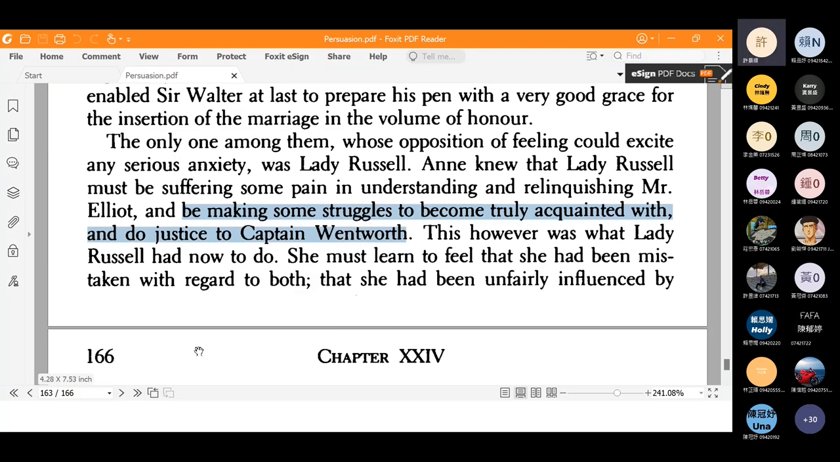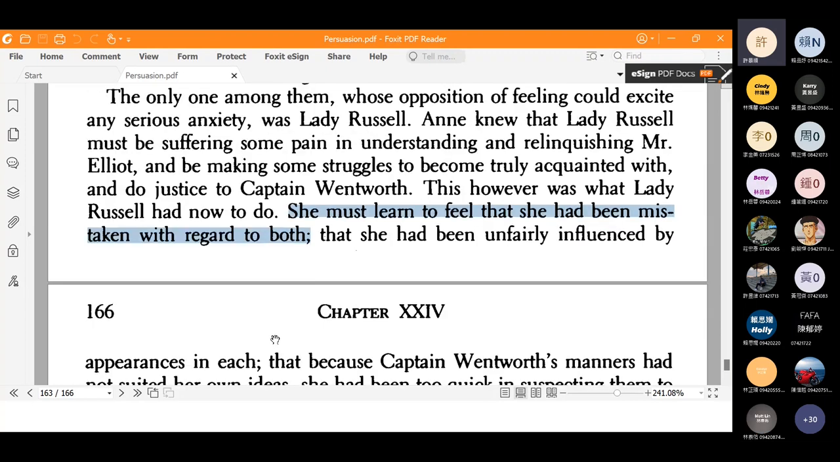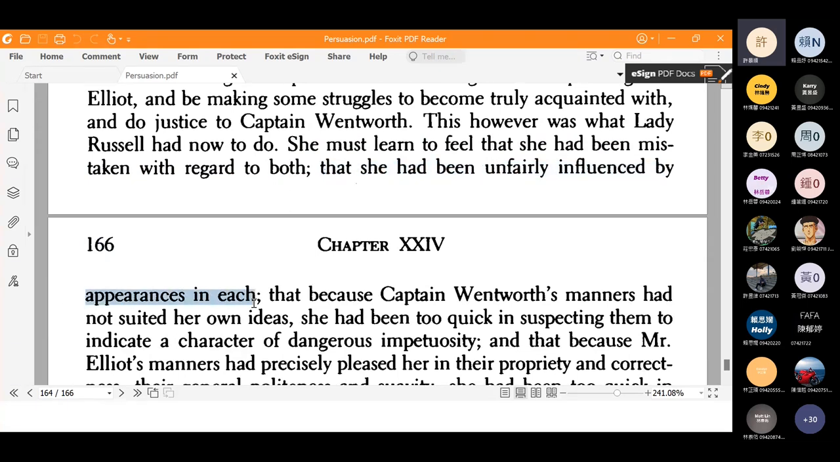So she will be forced to readjust her evaluation of Mr. Elliot and Wentworth. And this process must cause her some pain. This, however, was what Lady Russell had now to do. This was what she had to do. No choice. She must learn to feel that she had been mistaken with regard to both. That she had been unfairly influenced by appearances in each. Yes, that is her mistake. Mr. Elliot looked perfect, so she thought he was perfect. Wentworth looked poor, so she thought he was worthless. And now she had to learn about her mistake. I think that's very fitting, right? 这正是她需要得到的一个结尾.